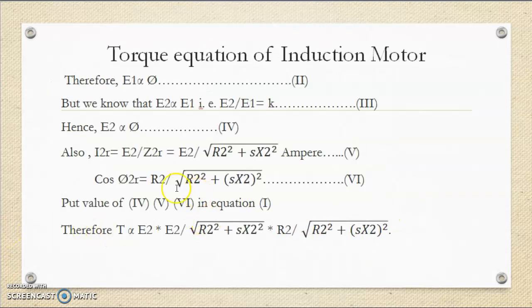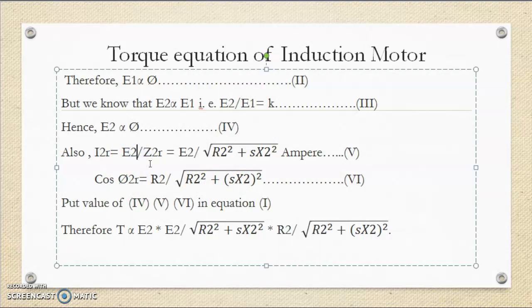So now put these two values. In place of phi we will put E2. I2R is E2R divided by square root of R2 square plus SX2 square. And cos phi 2R is R2 divided by square root of R2 square plus SX2 square. Now here E2R is SE2. Now put these equations 4, 5, 6 in equation number 1.